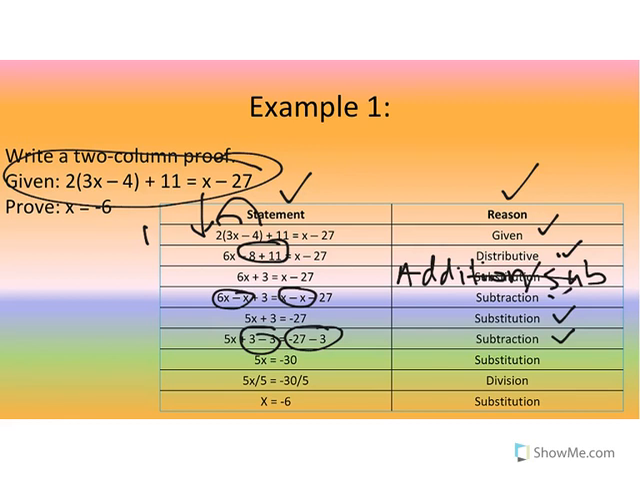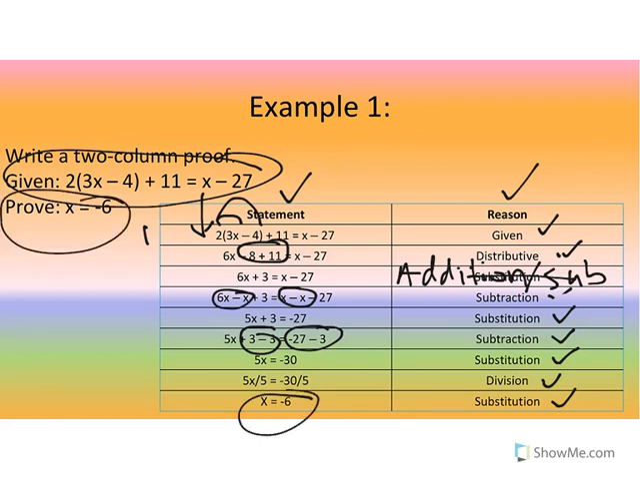Okay, and to solve for x, we divide 5 from both sides. So then 5 divided by 5 gives us an x, negative 30 divided by 5 gives us a negative 6, which is the proof of the answer.